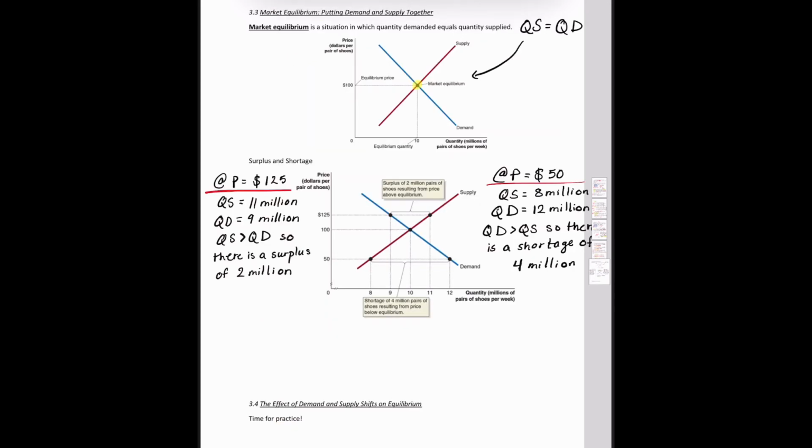So let's put the two together. Market equilibrium. Market equilibrium is a situation in which quantity demanded equals quantity supplied.